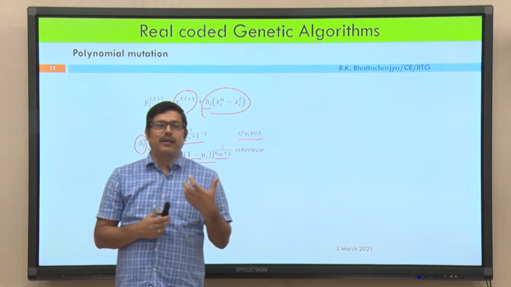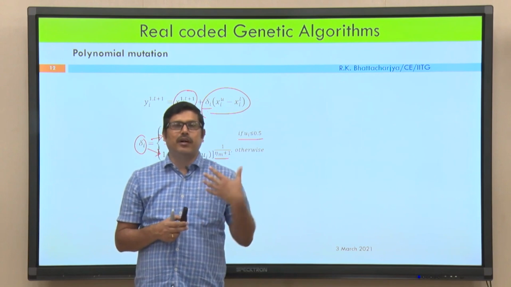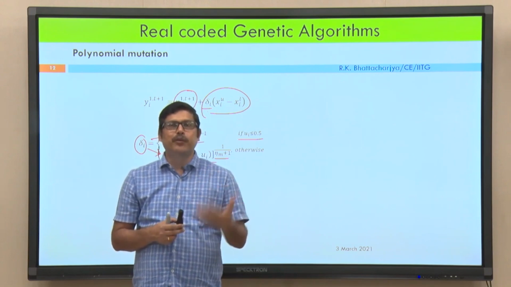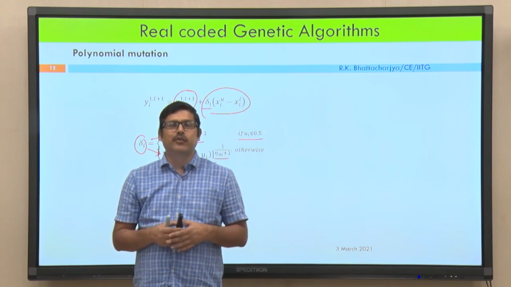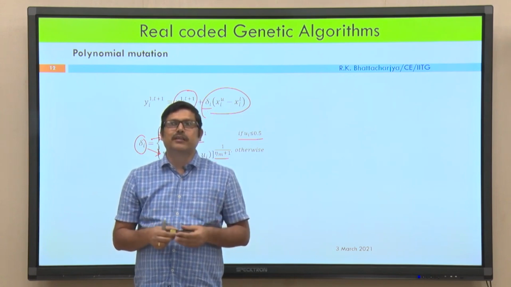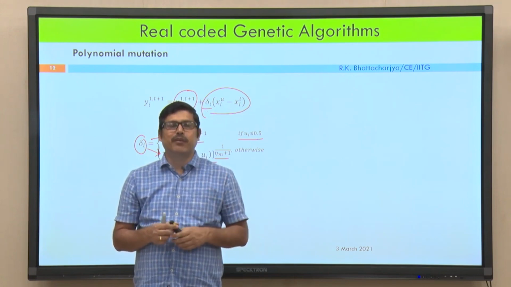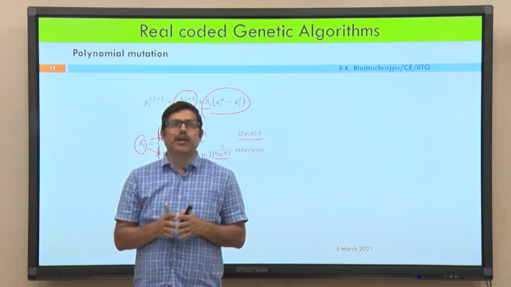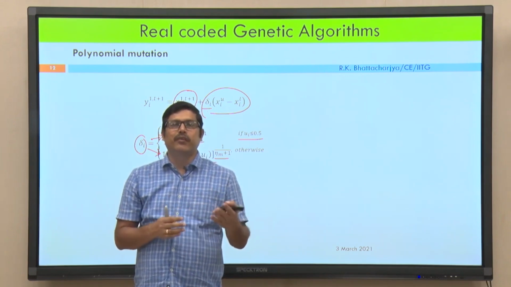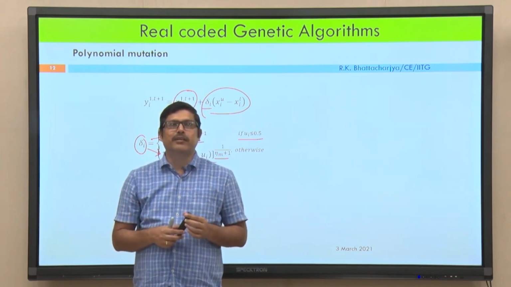So, we have control over the mutation operation as well as the crossover operation. I can create a solution near the parents, or I can also create a solution away from the parents. The other things, the selection operator, elitism operator, and fitness function, are similar for both real coded GA and binary coded GA.